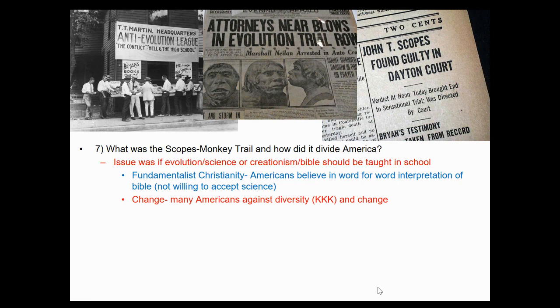So what's happening in this country, and a reason why fundamentalist Christianity is becoming popular, is there's a lot of change happening. A lot of Americans are against the diversity, and that's the rise of the KKK. Now, in the court case, what ends up happening is John Scopes, the teacher, is found guilty of breaking the law and teaching evolution, right?